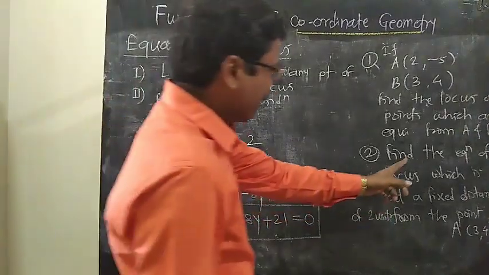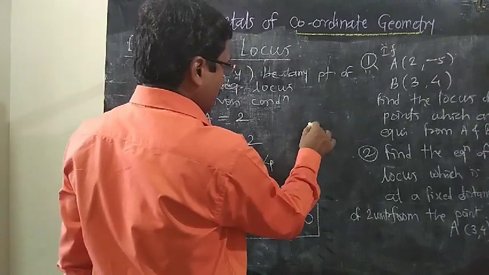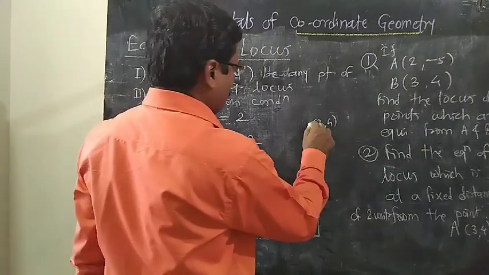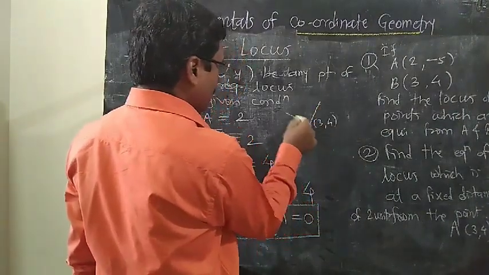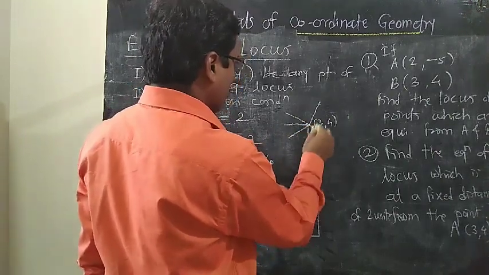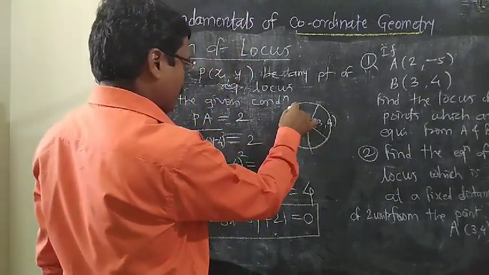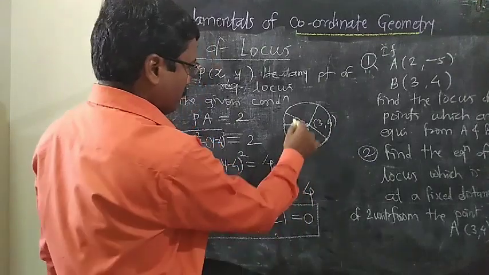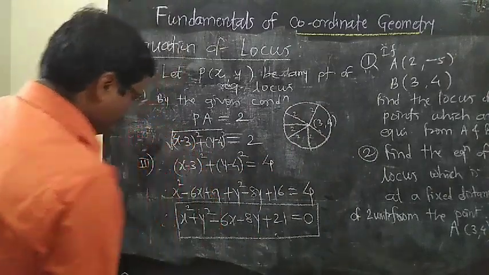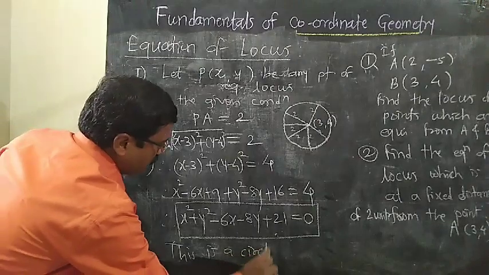Obviously, if you observe this example, then each point is at a fixed distance from point A. Means if point A is (3, 4), we are finding the points which are at a distance of 2 units. At 2 units, a point may be here, a point may be here, it may be somewhere like this at a distance of 2 units. So these are the points which are at a distance of 2 units from the given fixed point (3, 4). Obviously, we get a locus. This locus is nothing but a circle.